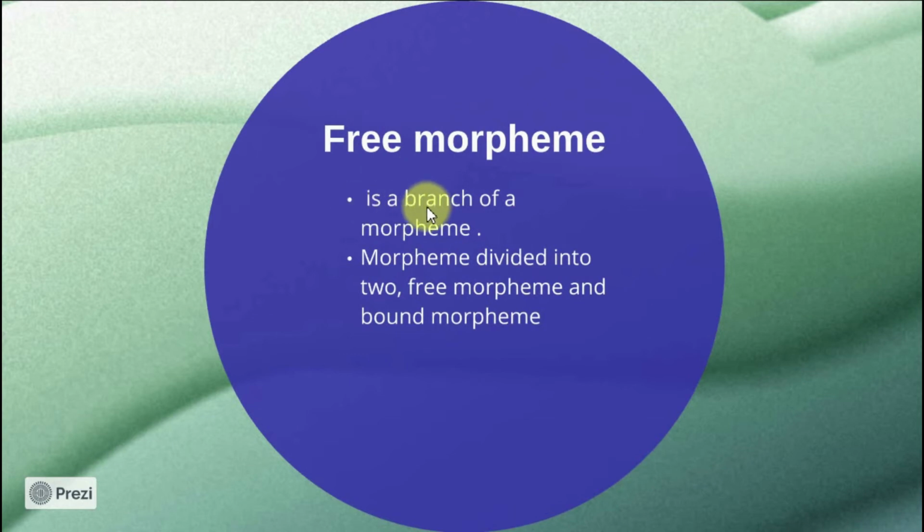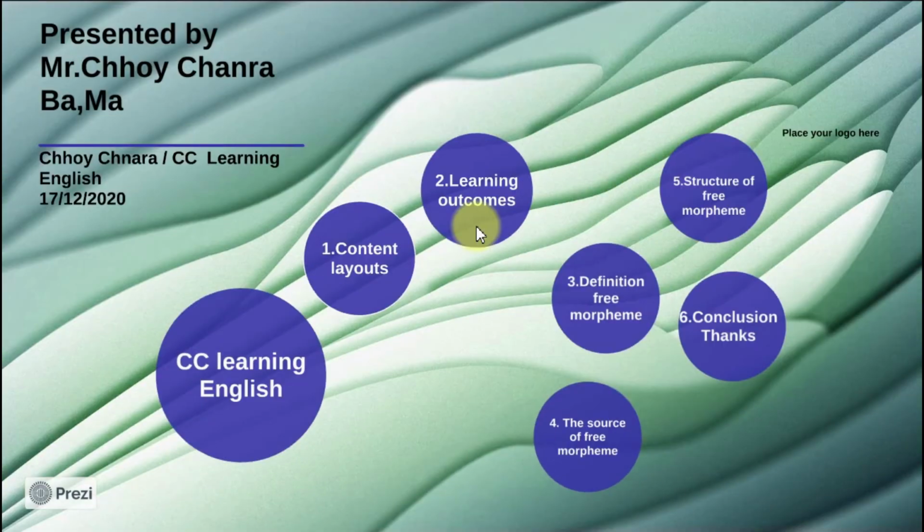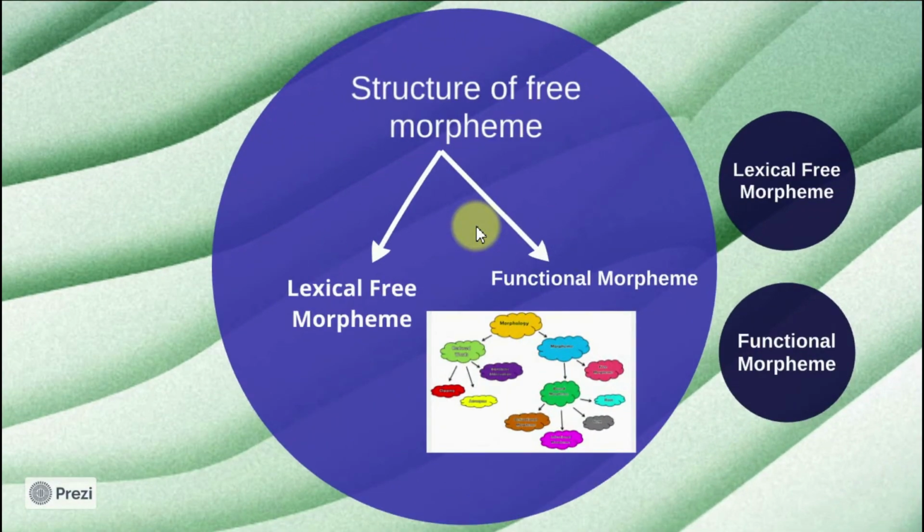Then we go to the next step, talking about the free morpheme. The free morpheme is a branch of the morpheme, right? The morpheme divides into the free morpheme and the bound morpheme. So that is the source of the free morpheme, it comes from the morpheme. Now we go to number 5, the structures of free morpheme.